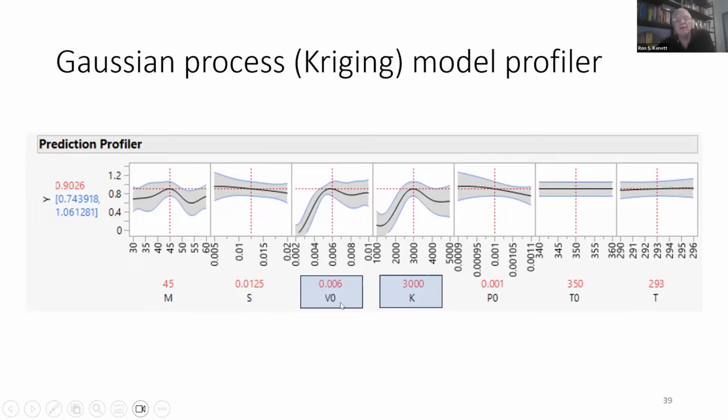V0 and K have a threshold. As we go below this threshold, the cycle time drops. M and S have an effect. And T0 and T, which are the ambient temperature, seem to have no effect on cycle time. This can be done again either empirically with data or from perturbations on the FEM model or the CFD model. So you have a lot of options here.